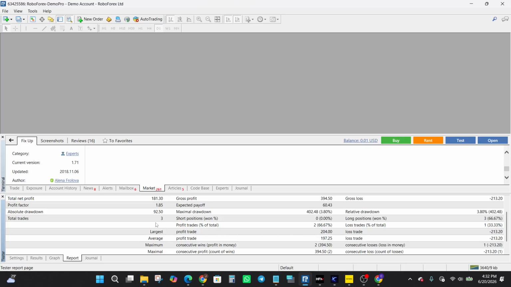But 3 trades are very insufficient to conclude on the win rates, right? Just only 3 trades, not enough. Largest profit here is $204. Largest loss $213.2. Average profit $197.25, and the average loss is $213.2. So I'm going to recommend running this EA over a longer period of time if you're actually interested in it, because 3 months is really not enough to make a conclusion on the EA. But from what I can see here, the risk to reward ratio seems pretty bad because the average loss is bigger than the average profit.